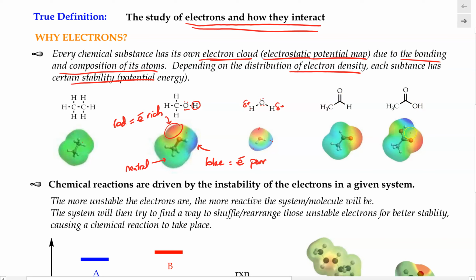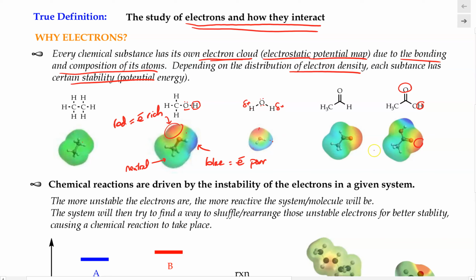And in the case of acetic acid, one of these oxygens right here is very rich in electrons, and that is this oxygen. And this hydrogen right here is then poor in electrons. So overall, every chemical substance has its own electron cloud that is described by this electrostatic potential map.